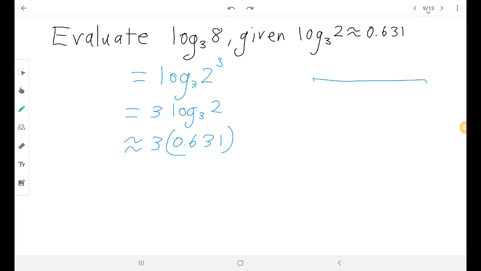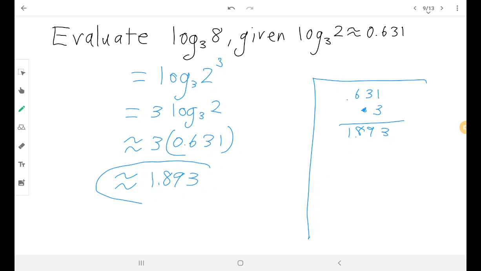And then I'll do some side work maybe and figure this out. 0.631 times 3 is 3, 9, 18, 3 decimal places. So this is approximately 1.893. I'll pause for a moment, let you look at that, see if there are questions. There being no questions, I'll move on.